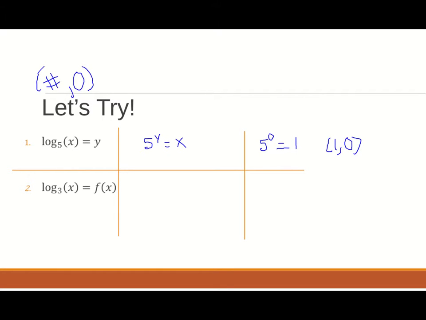Let's try one more. Log base 3 of x equals f of x. Now remember, go back to your algebra. When we see f of x, we know that that's the same thing as y. Okay? So just remember if we've forgotten. So take a moment and rewrite it. 3 to the y equals x.